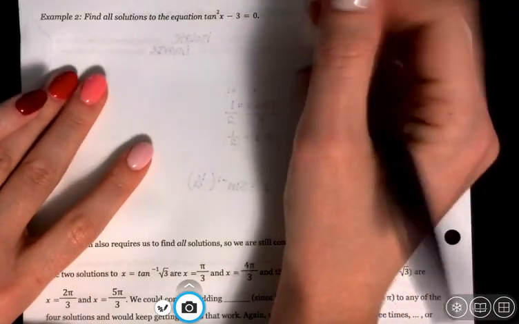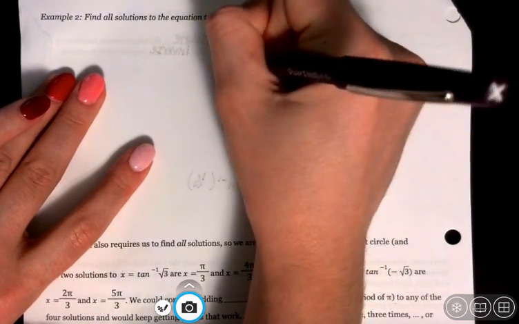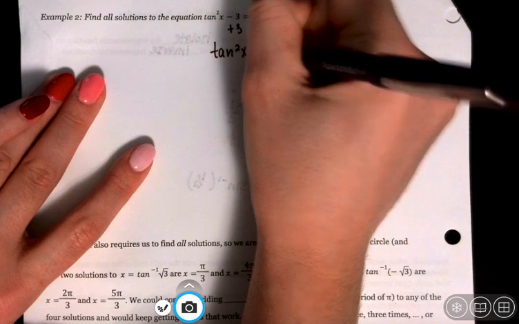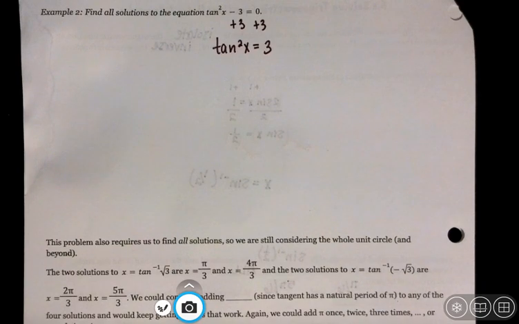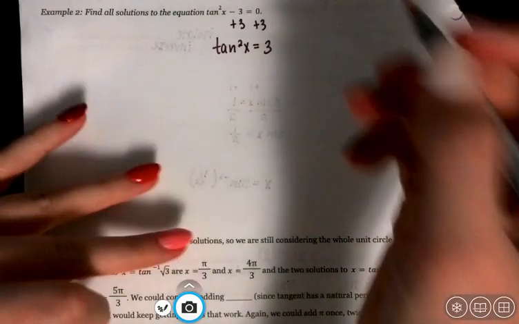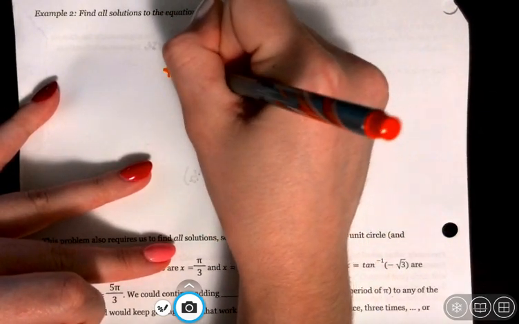So to start, I have to get tangent squared by itself, so I'm going to add 3 onto both sides. So I have tangent squared x equals positive 3. Well, I don't want tangent squared, I just want tangent. So to get rid of that square, I need to take the square root of both sides. So we're going to make a little note here.